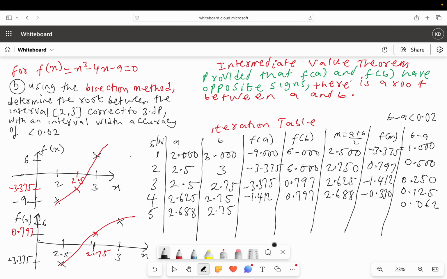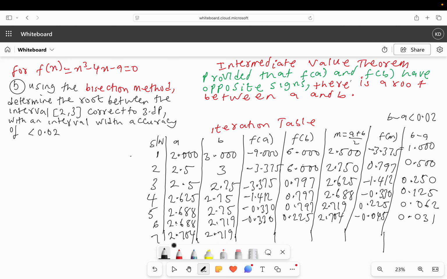I have to continue. So let me just pass forward until the last iteration. At iteration 7, my starting a is 2.704 and b is 2.719. So if I test my condition, I will end up with 0.015. So you can see 0.015 is less than 0.02. So it means this is my final iteration.